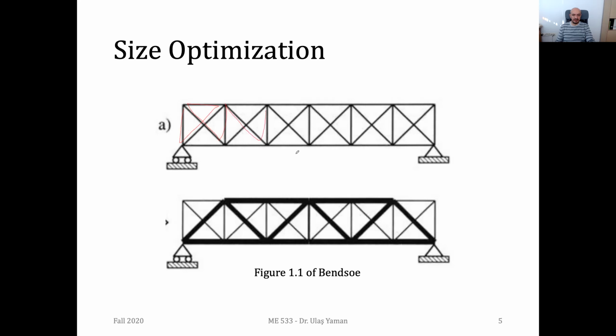And as you see, after the optimization, this is the result. This is a sizing problem, size optimization. We still have the same trusses, but some of them are thicker, as you see. This is the result of size optimization. We are not actually removing any of these trusses. We are just making them thicker.